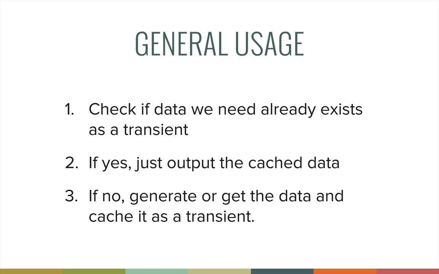This is the general use pattern for transients. First, we check to see if the data that we need already exists as a transient. If it does, then we just output the cached data. And if the data doesn't exist, we generate or get the data and then we cache it. The next time that we need to use this data again, it already exists because we've cached it, and then we just output the data. Now we'll take a look at a practical example of how to use the Transients API.